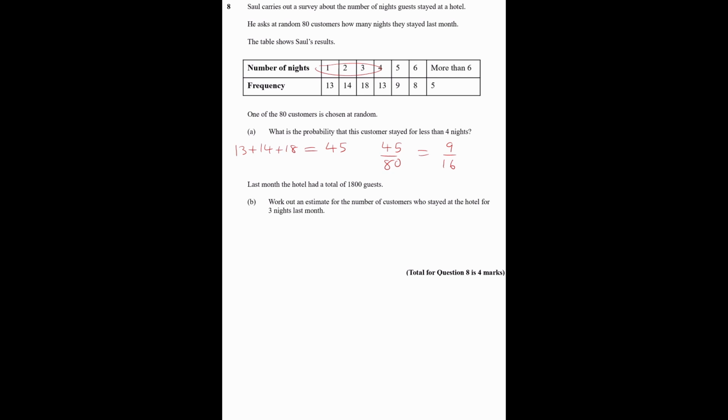Last month, the hotel had a total of 1,800 guests. So this is more information, and this is another question. Work out an estimate for the number of customers who stayed at the hotel for 3 nights. So exactly 3 nights. So that is 18. So this is 18 out of 80. That's the actual probability. And then we multiply that by 1,800 guests. So 18 out of 80 times 1,800 gives me 405.